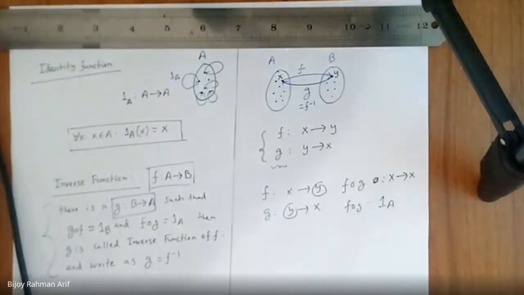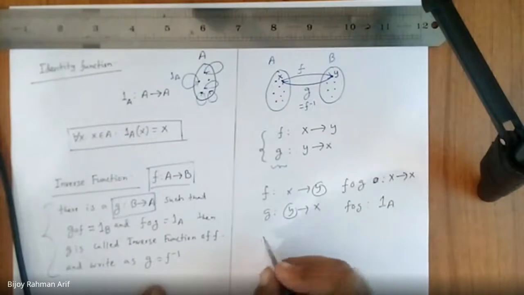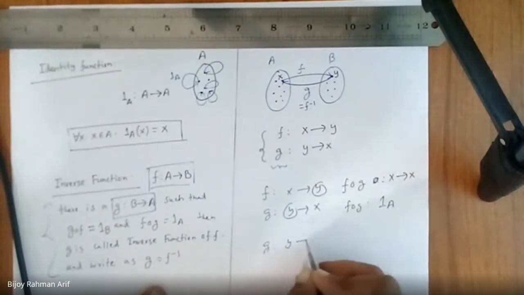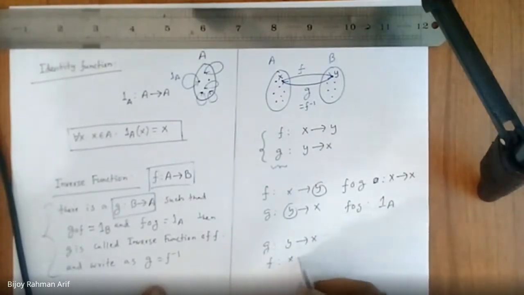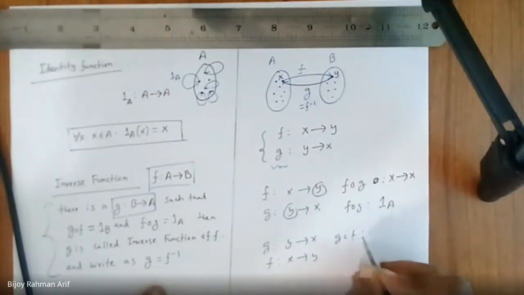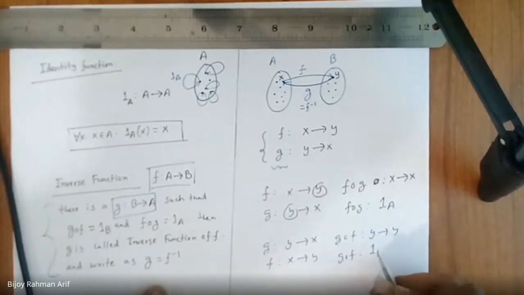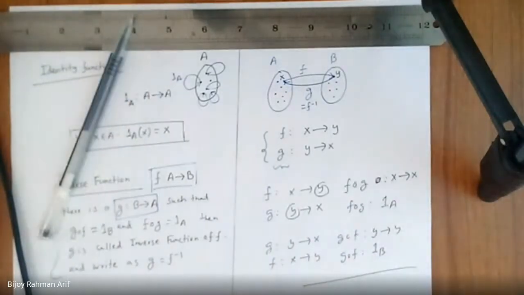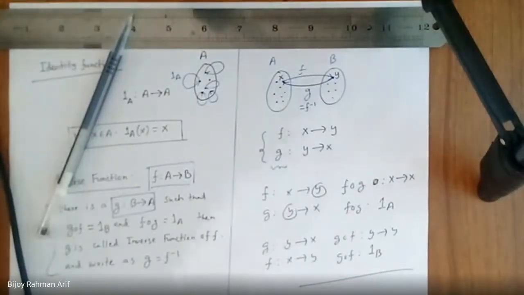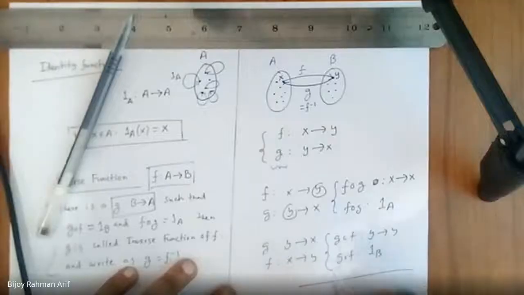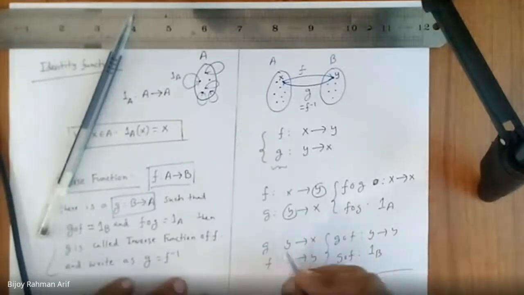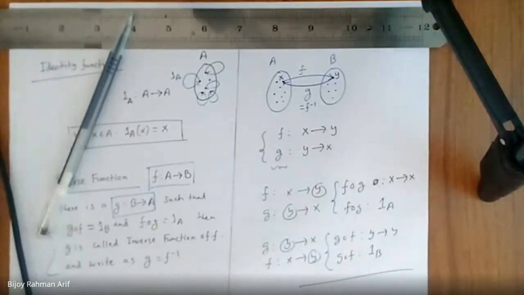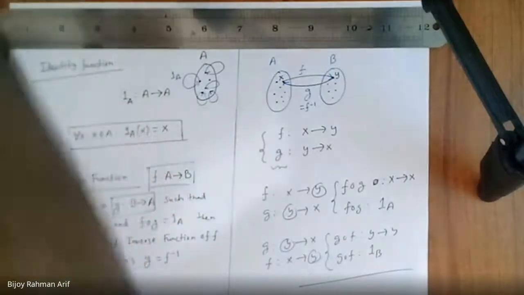Yes, sir. And in the same way, what is g doing? g is mapping y to x, and f is mapping x to y. So g of f is what doing? y mapping to y. So g of f is nothing but the identity function, 1b. Do you agree with me or not? Yes. So that is the definition. It says the same thing. Okay, sir. So how can we find that one? That is the million dollar question. So let's try to solve the problem.